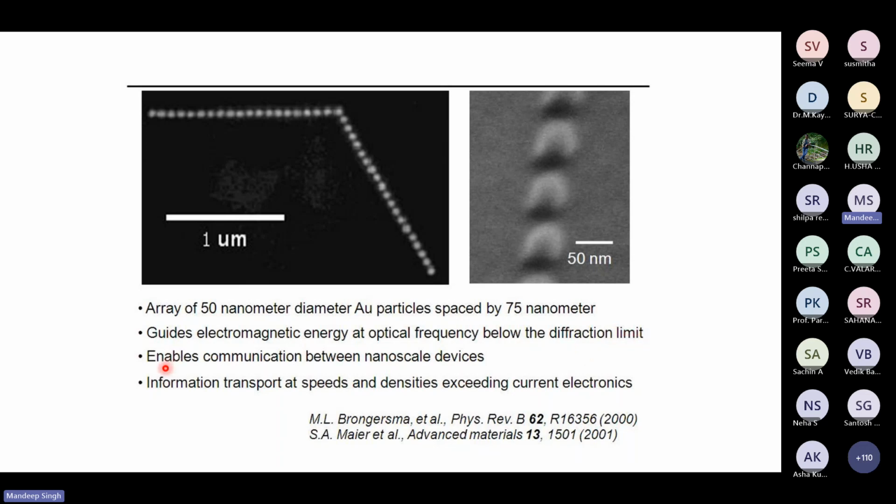Also, it enables communication between nanoscale devices. Coupling helps us in this transmission of electromagnetic waves. In nanoscale devices like modulators, switches or sensors we can use it, and the information speed and density can exceed current electronics. Because it is purely based on photons, and photons are massless particles, you will have better speed and density values as compared to nano electronic devices.